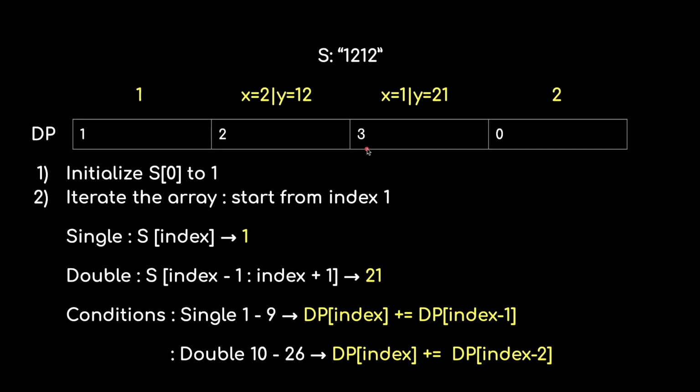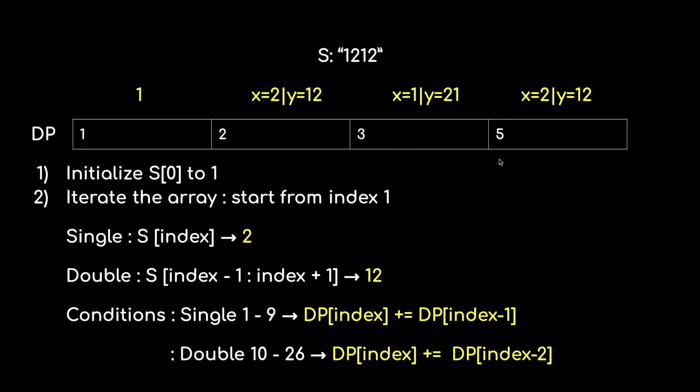Moving further, we come at index 3. And at index 3, the value of the single digit is equal to 2 and the value of the double digit is equal to 12. So now that we have x equal to 2 and y equal to 12, we repeat the same thing. We check for the conditions, and at the current index, for the value of x, we add the value of the previous index. And for the double digit, we add the value of index minus 2. So this will now become plus 3 and plus 2. And the final answer is 5.